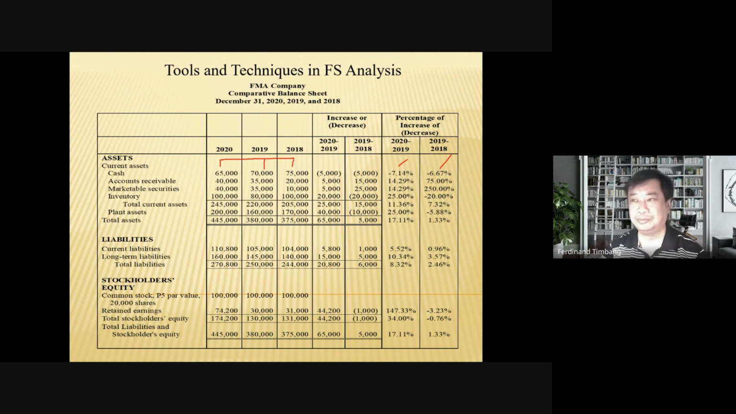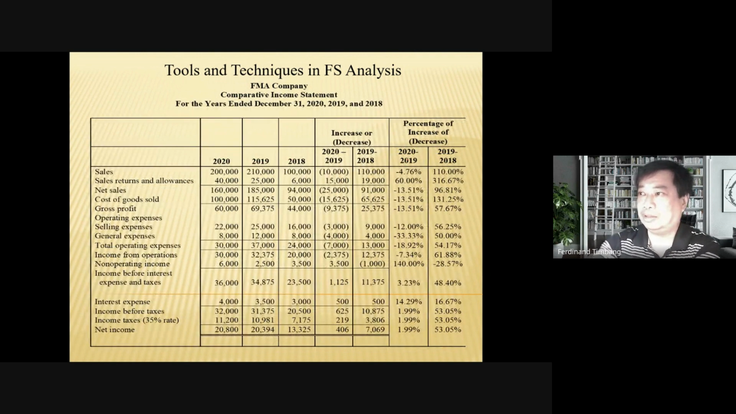So ibig sabihin, kung titingnan natin yan, your cash declined from 2018 to 2019 to 2020. No? Then we state the reason why there was a decline. Okay? So in all of the accounts, you do that. No? Whether it is in the statement of financial position, or the statement of comprehensive income. Okay? Ayan. Dito, ganun din, di ba?